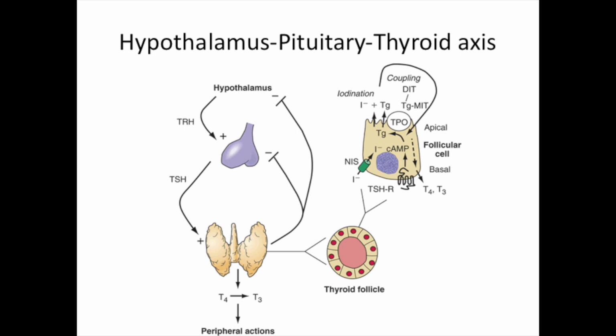And this is controlled by the amount of thyroid hormone available in the blood. The more thyroid hormone available in the blood, the less TRH and TSH release from the hypothalamus and pituitary. The more thyroid hormone in the blood, the less release of TRH and TSH by negative feedback.